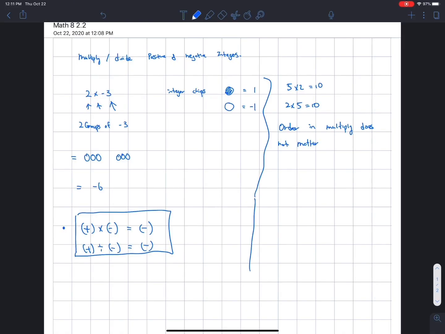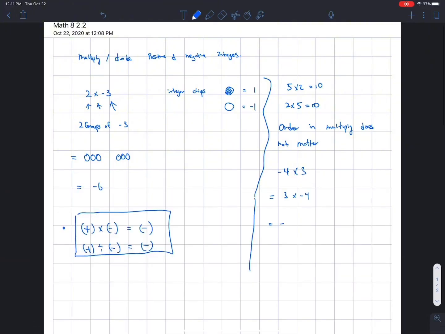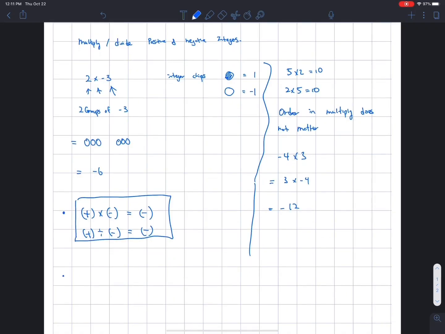So if someone asks me what is -4 times 3, for example, I can say, well, this is the same as 3 times -4. And the same rule applies, right? Positive times negative is going to be negative, so my answer will just be negative. And then 3 times 4 is 12. So what we have just proved is the second rule. The second rule states that negative times positive is also negative. And same for division, negative divided by positive will also be negative.